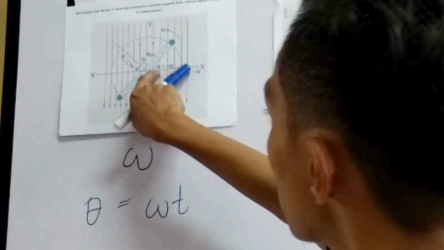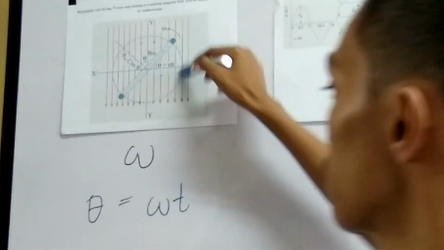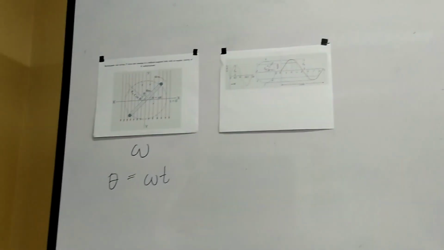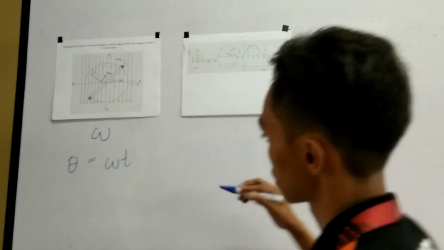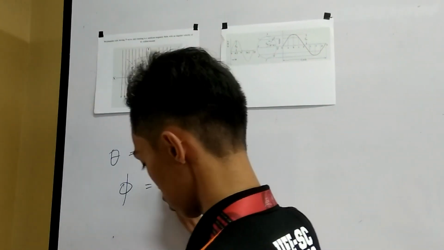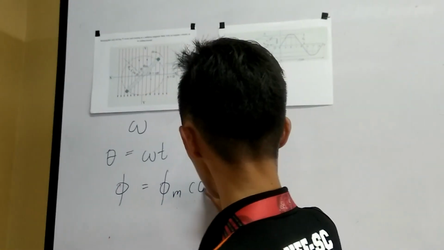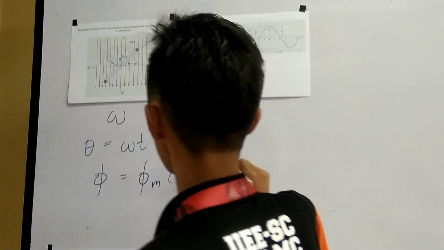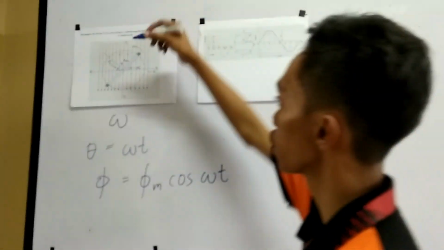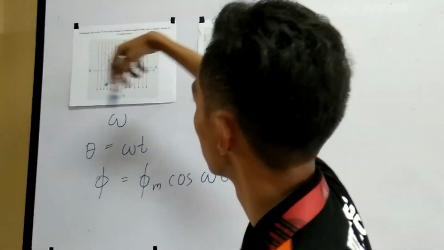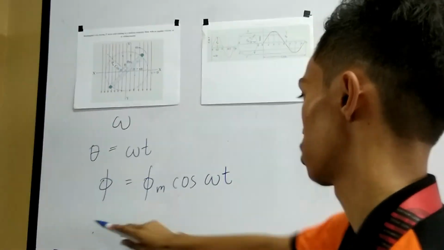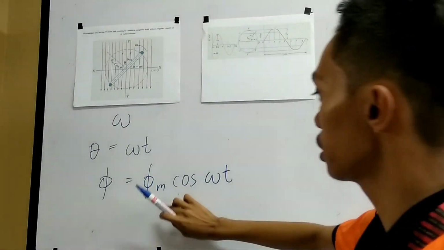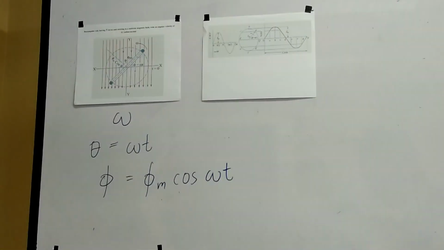So suppose it travels into this angle, which is defined as omega t. In this deflected position, the component of the flux which is perpendicular to the plane of the coil is measured as phi equals phi m cosine omega t. So as the coil rotates around this area, it produces a magnetic flux equal to phi sub m cosine omega t.